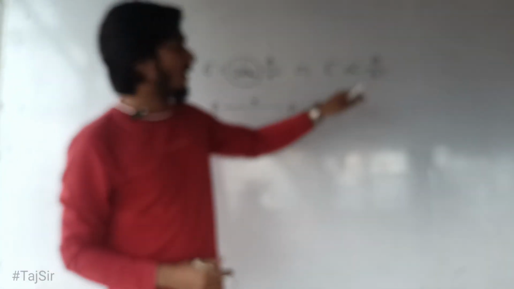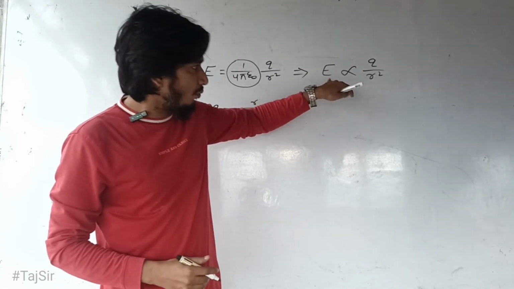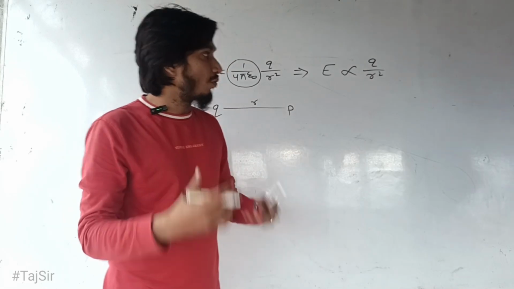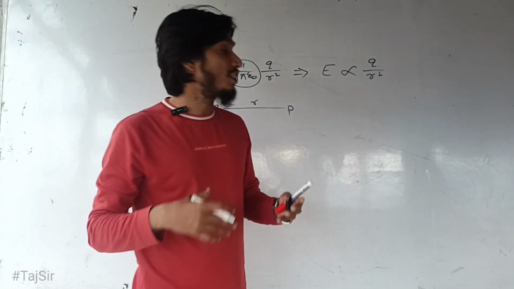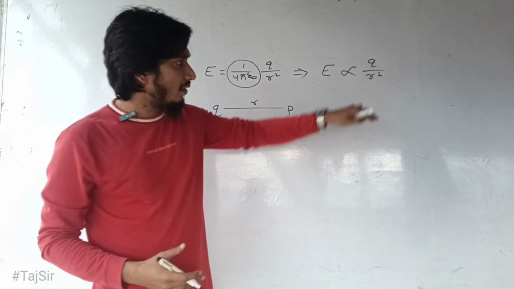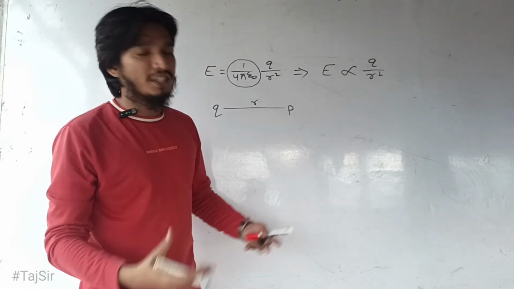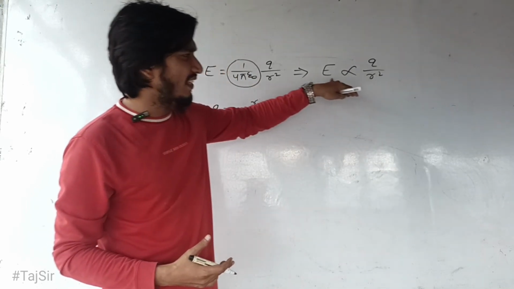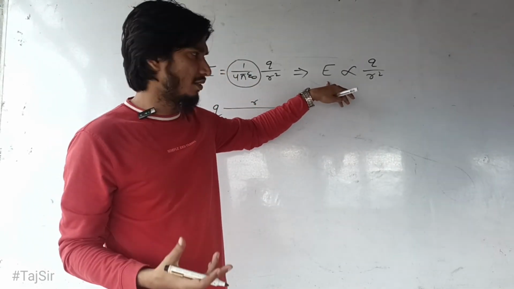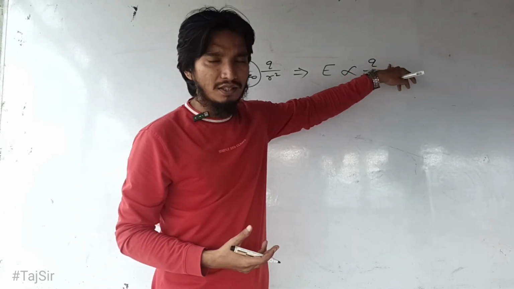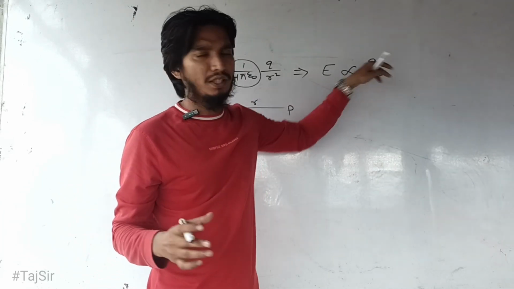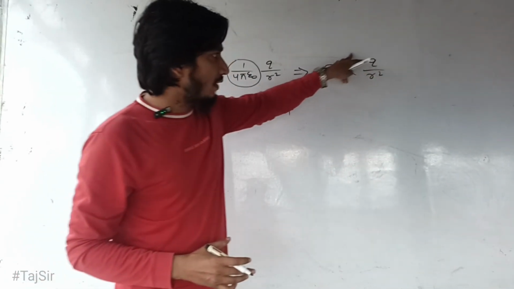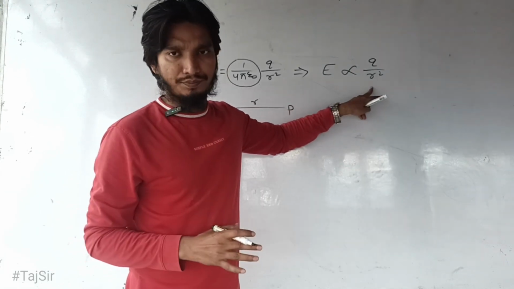What we have is an electric field which depends on two things: the charge which is creating the electric field, and the distance at which we are calculating that field. If we increase the distance, then the electric field will decrease, and similarly if we increase the charge, the electric field will increase. So this is the most important thing to remember.